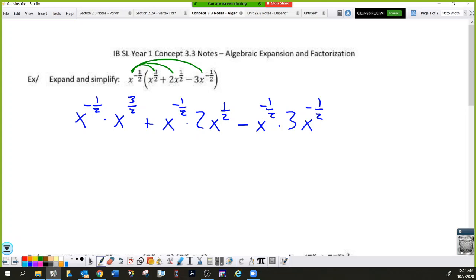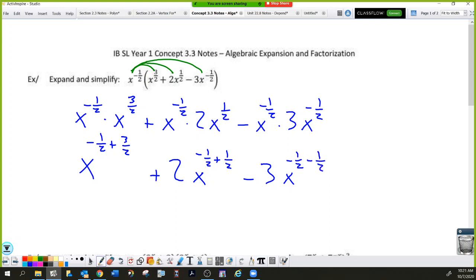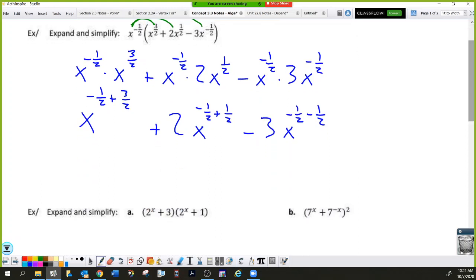So here, we're multiplying two things with the same base. When we multiply two things with the same base, what do we do with the exponents? You add them. So again, showing all the work. This is going to give me x raised to the negative 1/2 plus 3/2, and then plus the 2, the constant now belongs on the front, x to the negative 1/2 plus 1/2, minus, again, constant on the front, x to the negative 1/2. I could say plus negative 1/2, or I can just say minus 1/2. And we were just told to simplify.